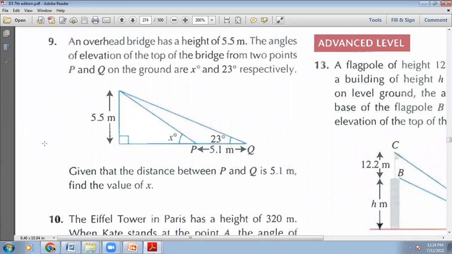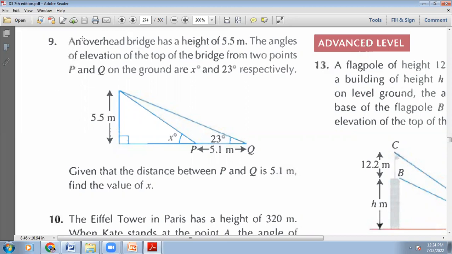It says an overhead bridge has a height of 5.5 meters. The angles of elevation of the top of the bridge from the two points P and Q on the ground are X and 23 degrees respectively. Given that the distance between P and Q is 5.1 meters, find the value of X.